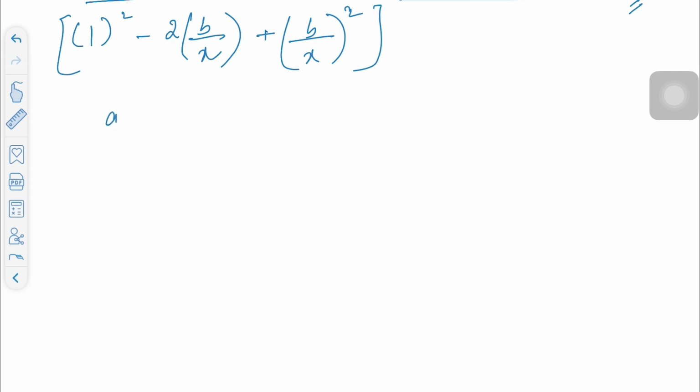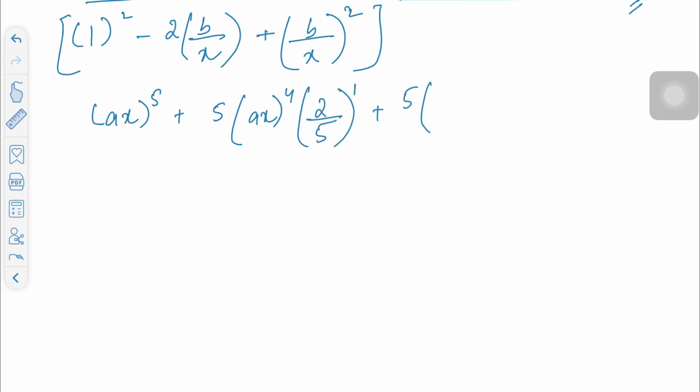So let's just calculate the first three terms of this. This would be ax powered 5, right? And this would be 5c1. 5c1 is basically 5, so let's just write 5 over here, and our ax would be powered 4, and our 2 over 5 would be powered 1. Moving on, we have 5 ax powered 3 and 2 over 5, sorry, ax as whole powered 3. I guess I wrote something wrong, because this wouldn't be 5.